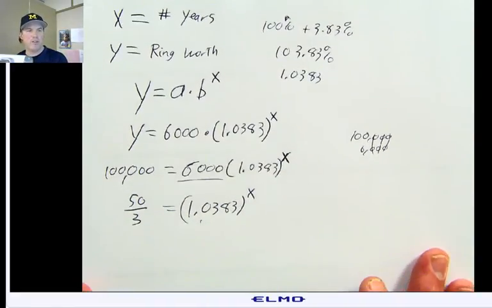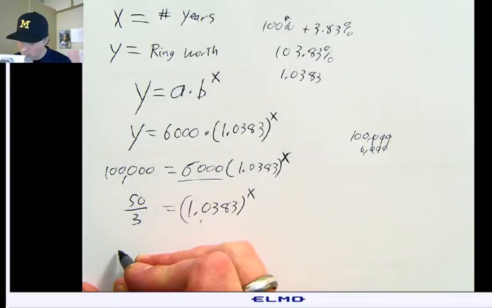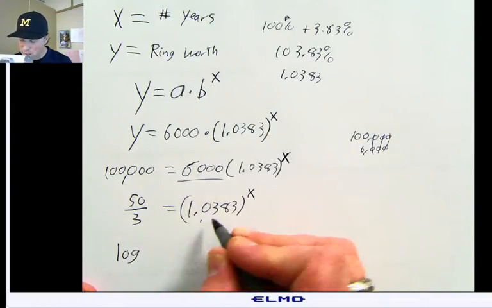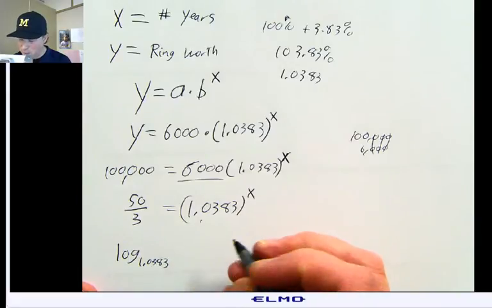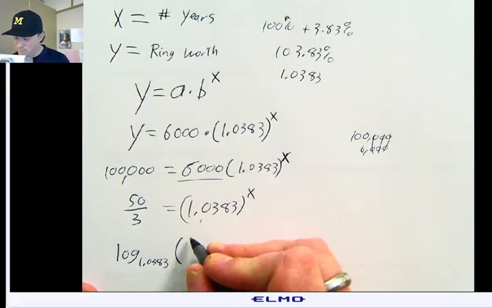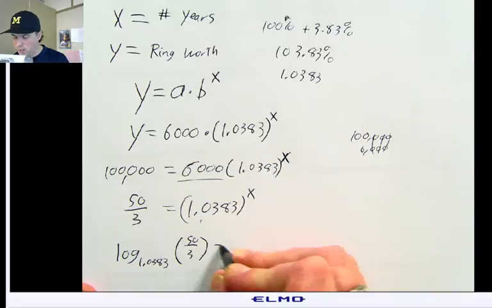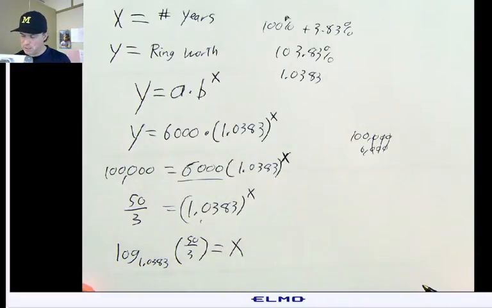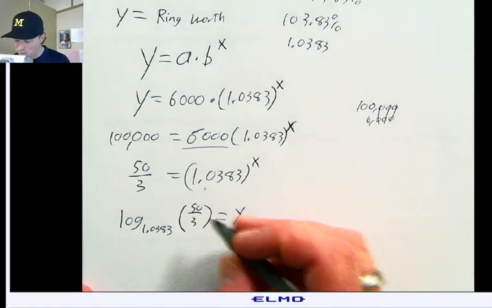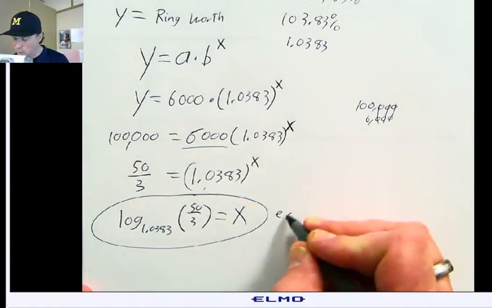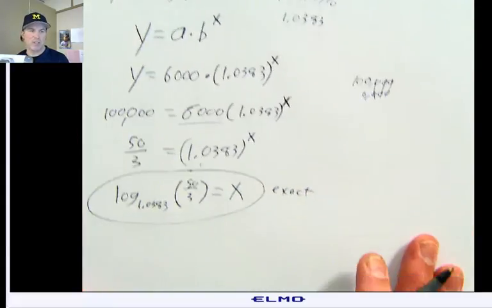Now I go into log form, which would be log of base 1.0383 of 50 over 3 equals x. B to the y equals x. And now, this is my exact answer. And so if you're looking for an exact answer, you can answer it like that.